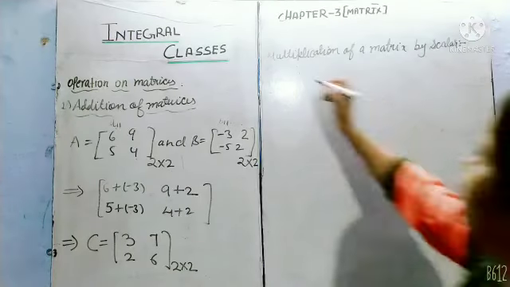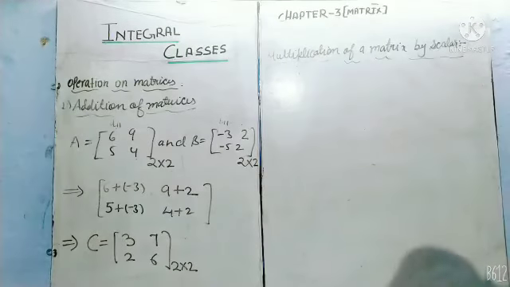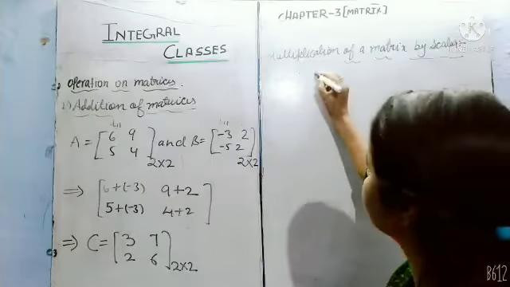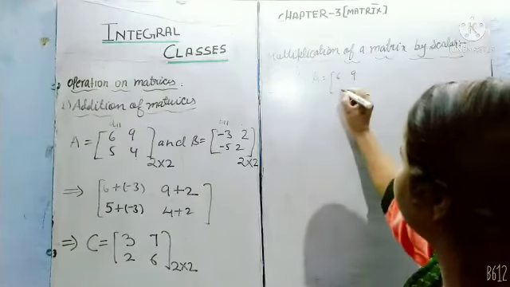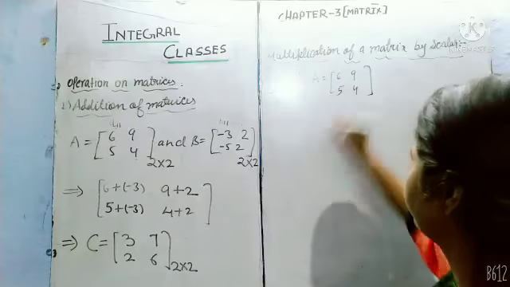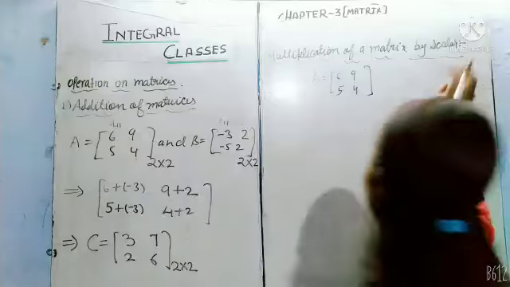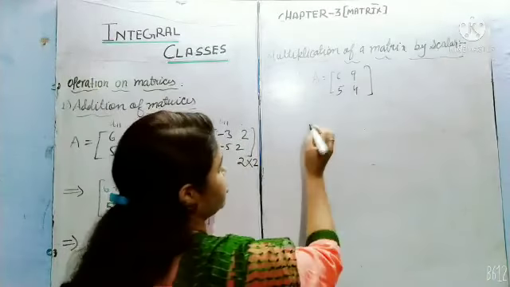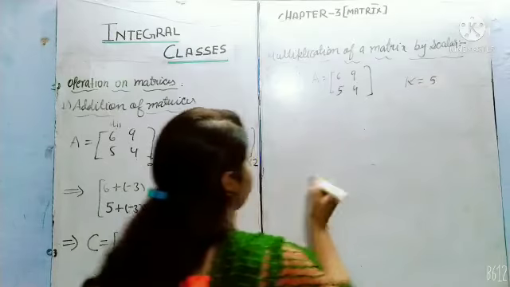Now for multiplication of a matrix by a scalar. A scalar is any constant value. First, suppose A equals the matrix 6, 9, 5, 4, and a scalar is a constant number. Suppose K is a scalar, which we will consider here as 5.